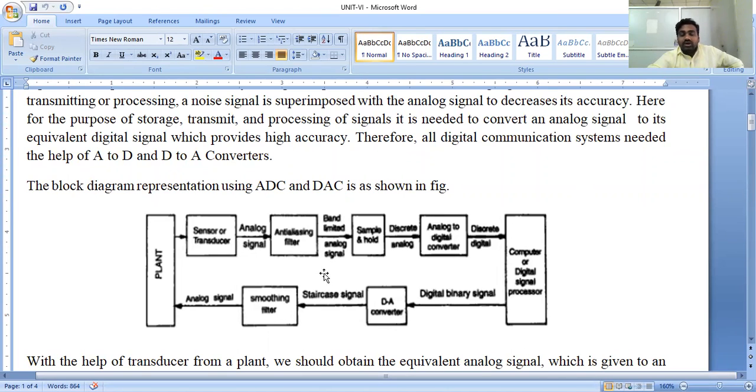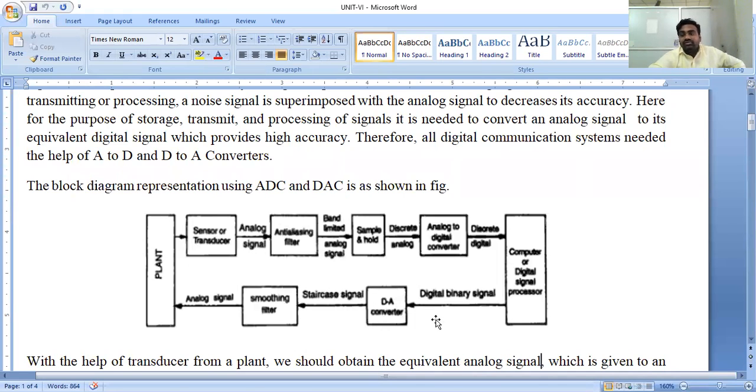Okay. So what is the purpose of the anti-aliasing filter or band limit filter? Its purpose is to limit the unwanted frequencies, but the smoothing filter's purpose is to eliminate the harmonics and distortions of the staircase signal, where the digital pulse is converted into analog.